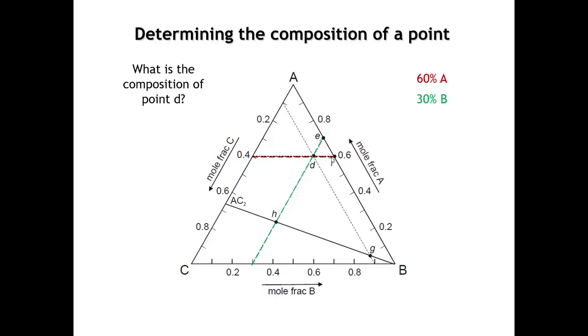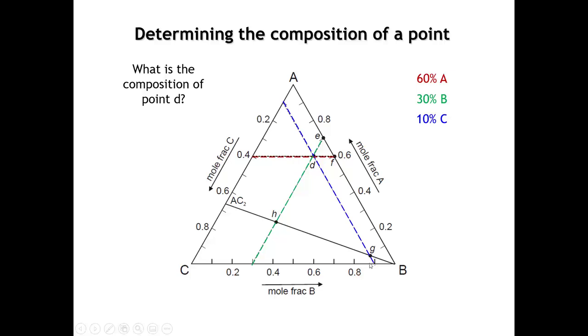If we wanted to look at the amount of B, we need to draw a line parallel to the AC face of the triangle. And you can see that that cuts through this axis right here at 0.3, right? That's 30% B.